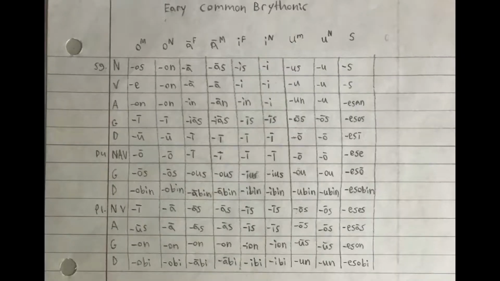Here we have our cases chart. Here we have our roots. We have O masculine, O neuter, A feminine, A masculine, I feminine, I neuter, U masculine, U neuter, and consonant, which I'm representing here with an S. We have singular, dual, and plural. We have nominative, vocative, accusative, genitive, and dative. If you're not quite sure what those are, I would suggest you go to my Gaulish Lesson 1 video.